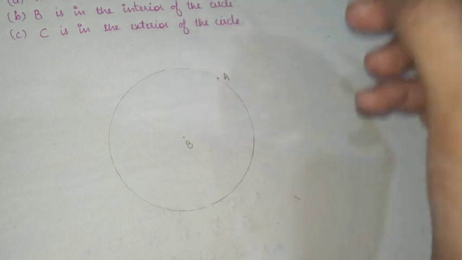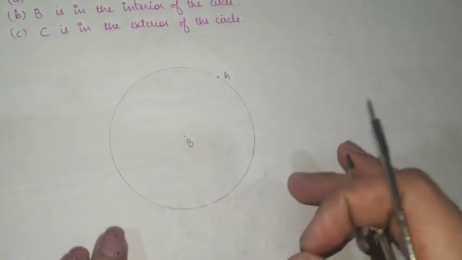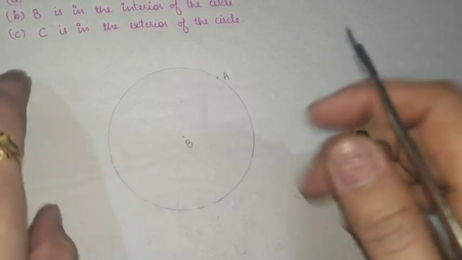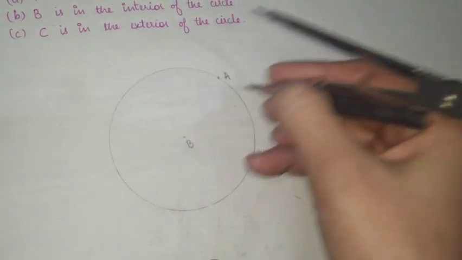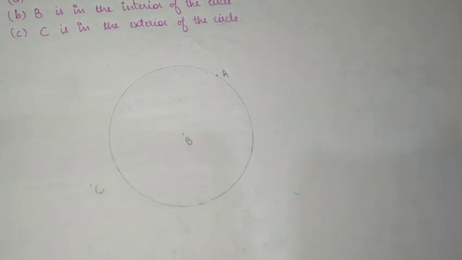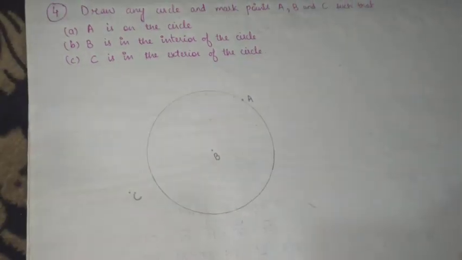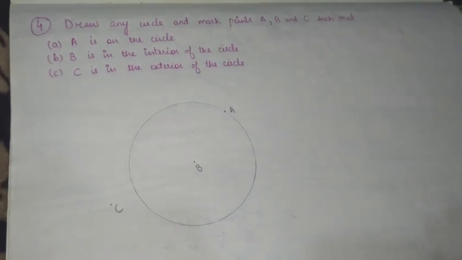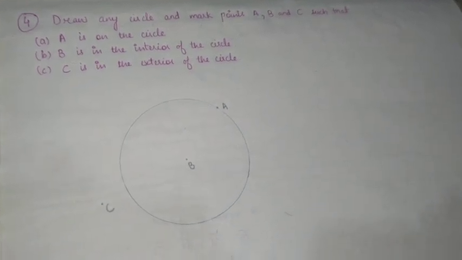Okay, now C is in the exterior of the circle. Anywhere outside the circle is the exterior part of the circle, so you can locate it anywhere outside the circle. So that's how you're supposed to do question 4. Let's move on to question 5 now.